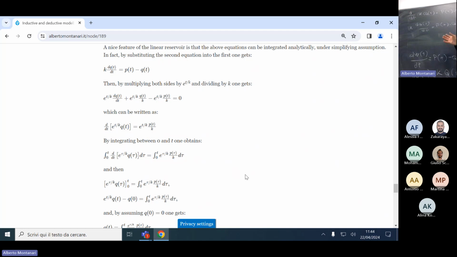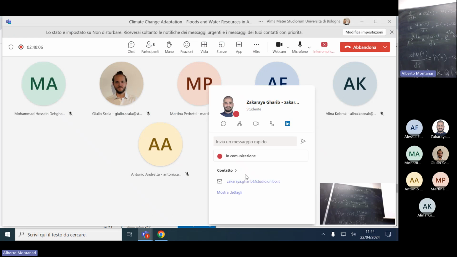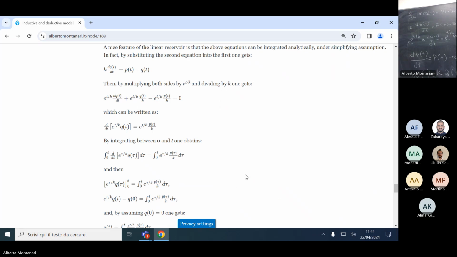there is a trick here to integrate this equation. The trick is to multiply both left and right hand sides by e to the power of t over k. So here you get e to the power of t over k times K dQ over dt is equal to e to the power of t over k times P minus e to the power of t over k times QT. Let's see if it's still visible on the screen. Okay, so now that we made this multiplication, we can write it in this way.